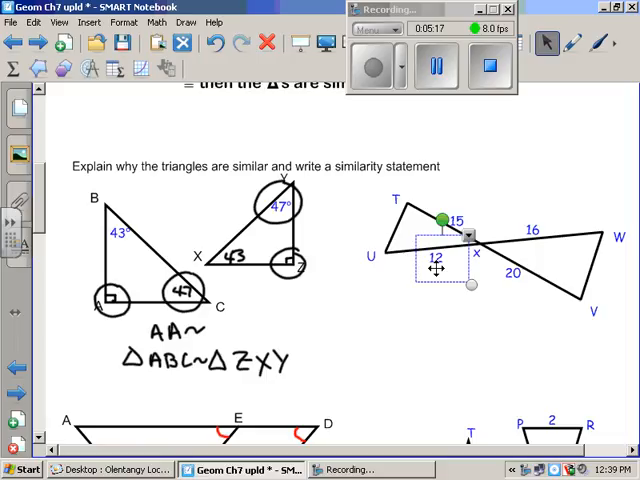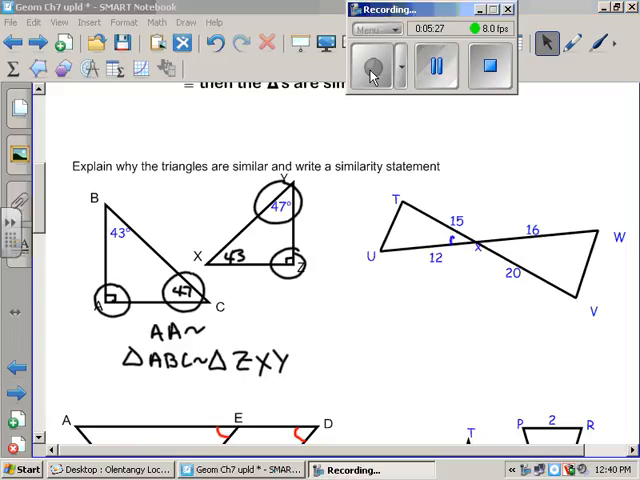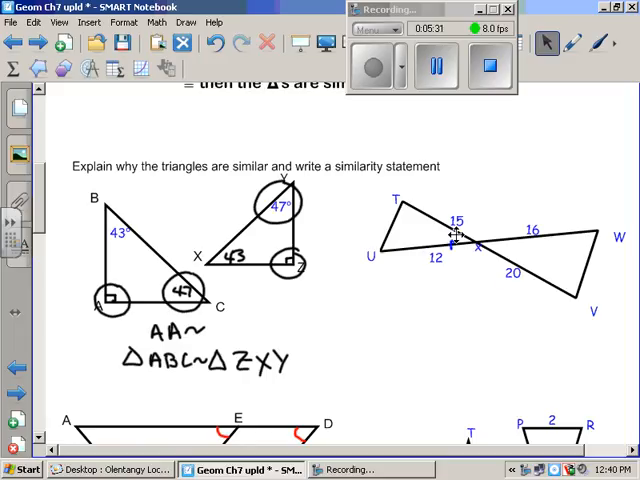And then I know that these two angles, mark them on there. I know that these two angles are congruent because they're vertical angles. So I got the side, angle, side, and then the triangles are similar.